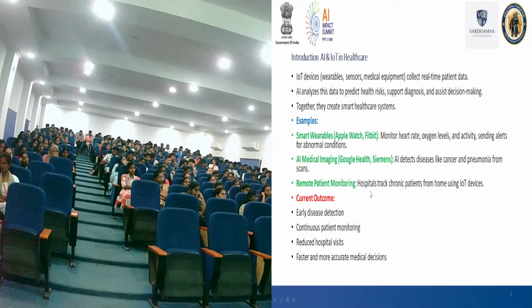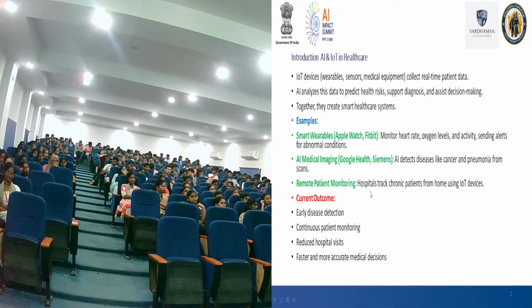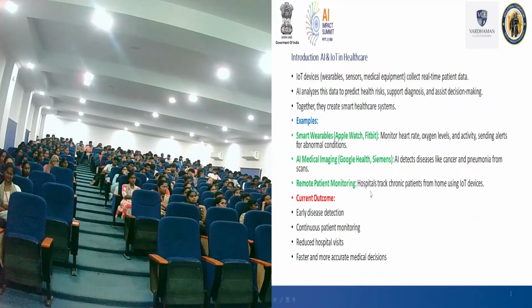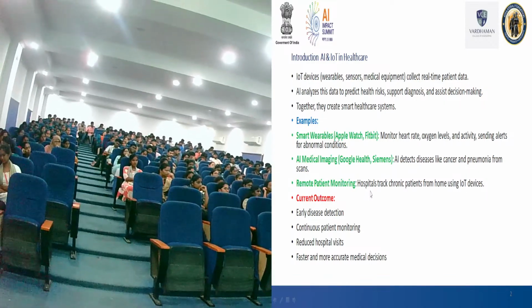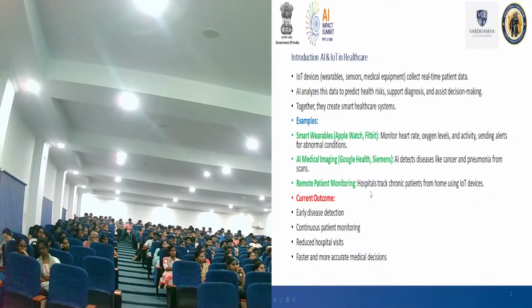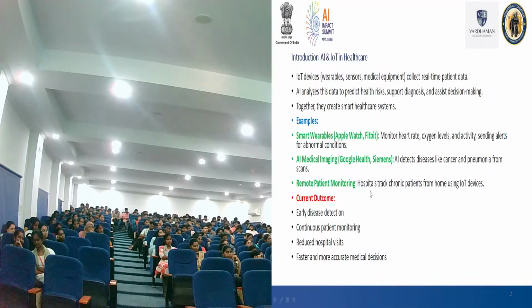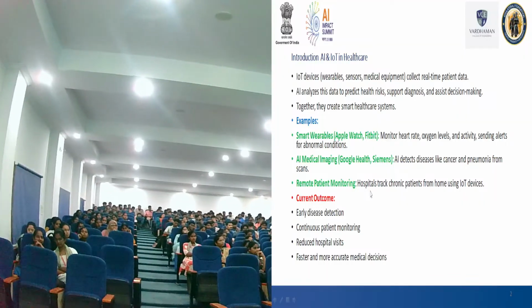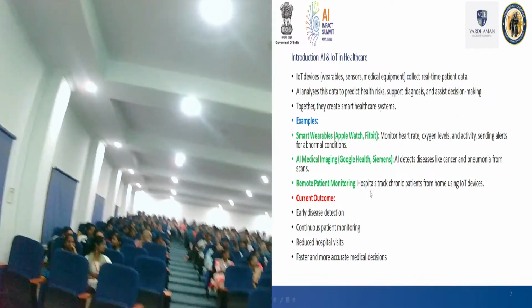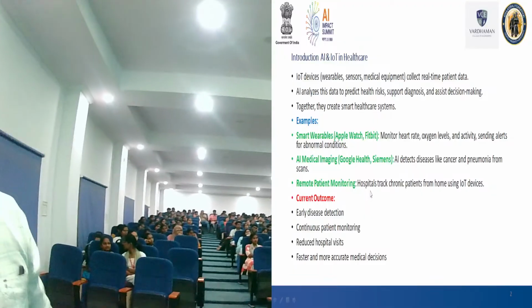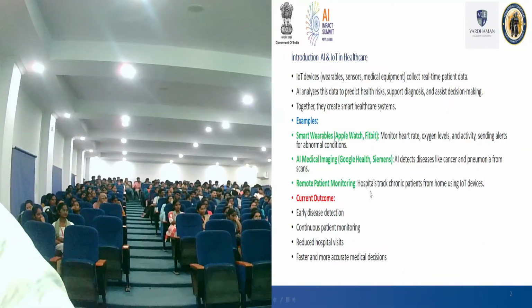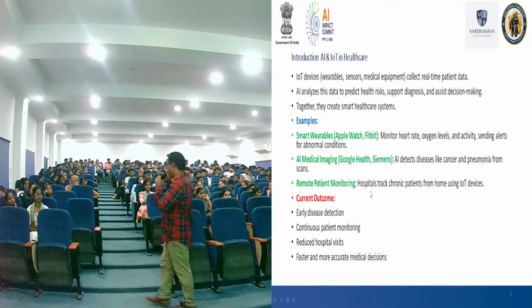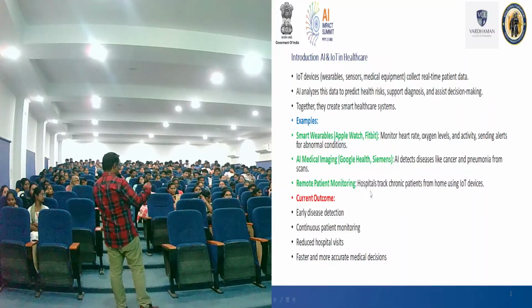IoT devices, for example wearable devices, sensors. What are the wearable sensors? Wearable devices, a watch. Maybe everyone is using a smartwatch. Right? In the smartwatch, what are the applications? You are wearing a smartwatch, right? Heart rate. Okay. Steps, walking steps. How many steps have you walked today? Right.